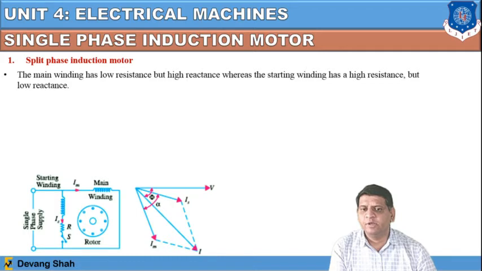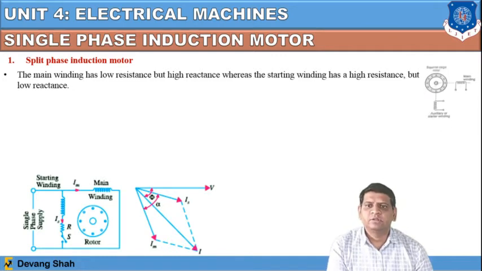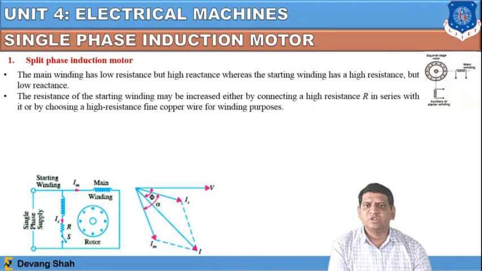The magnitude of the resultant current vector comes with a resultant angle of phi. Here the main winding has low resistance but high reactance, whereas the starting winding has high resistance but low reactance. So the two windings are connected in parallel with each other. The resistance of the starting winding may be increased either by connecting a high resistance R in series with it, or by choosing high resistance fine copper wire for the winding.